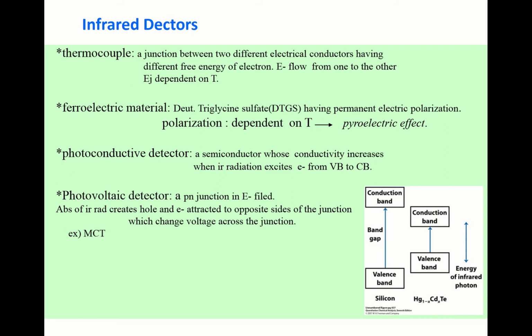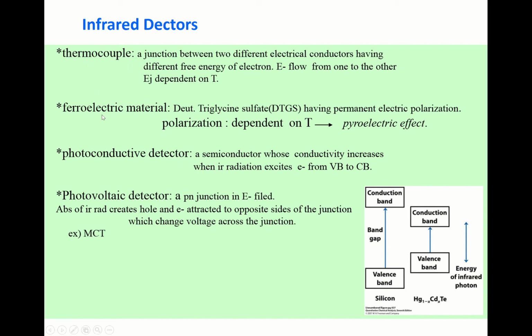Now let's consider infrared detectors. There are several kinds. The first kind is the thermocouple. A thermocouple means you have two different electrical conductors, having different electron energies. When you make contact at one end and then heat that end, there will be a voltage difference at the two ends.